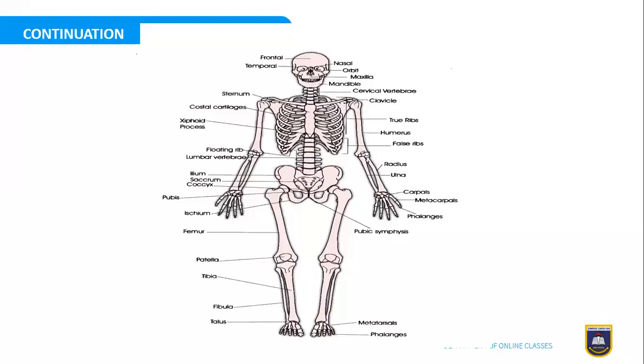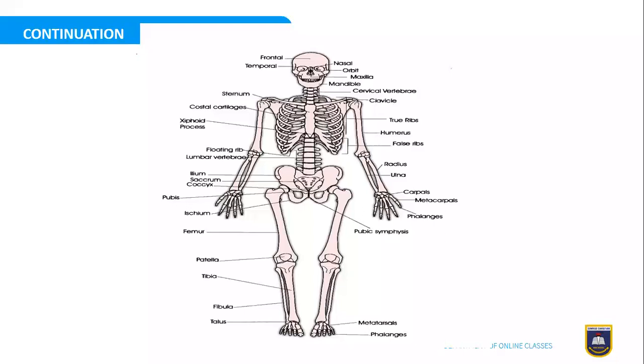And I said that in the phalanges, the big toe contains two bones, and the rest of the toes have three bones in them. The same applies to the fingers. The big finger or the thumb consists of two bones, and the other fingers have three bones in them. And I said the phalanges extend to the fingernails or the claws. That is what we said so far.